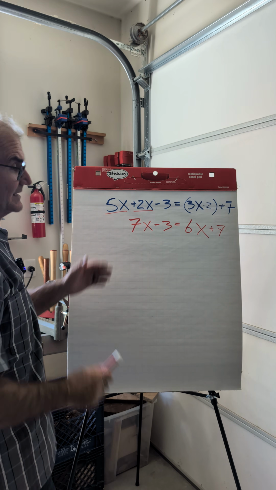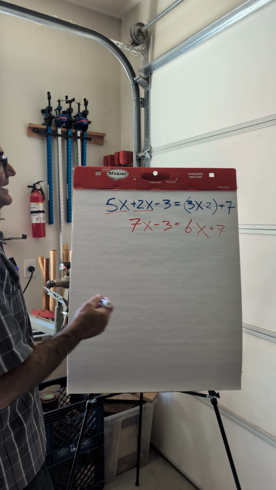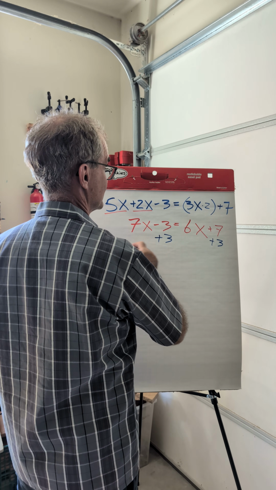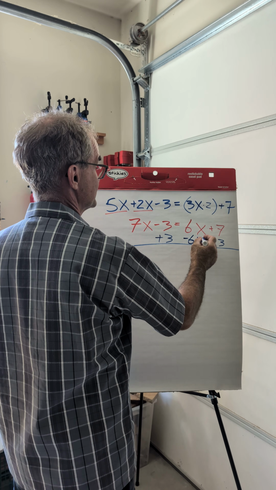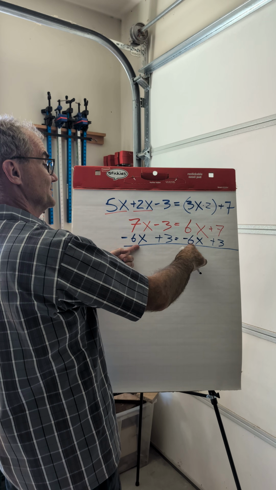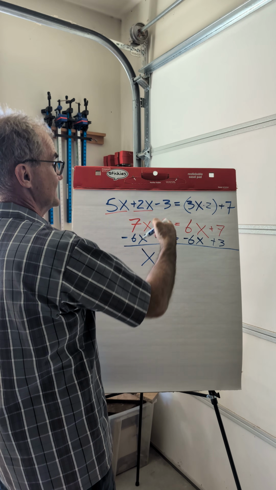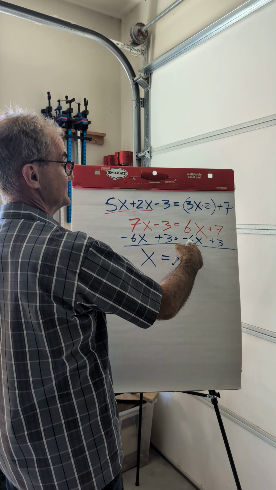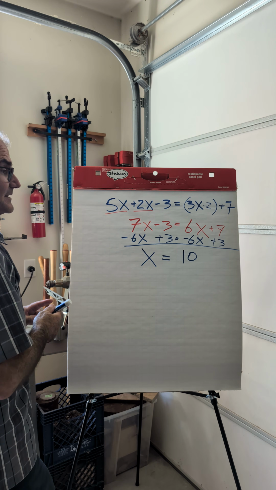Now I have all this. I can't do anything else. So now what I'm going to do, this one worked out to be pretty easy. I want to add 3 to both sides. And I'm going to do a couple steps in one here, and I'm going to subtract 6x from both sides at the same time. Do whatever I want, as long as I do it to both sides of that equation. 7x minus 6x is 1x. Negative 3 plus 3 is 0. 6x minus 6x is 0. 7 and 3 is 10. X is equal to 10. Here's my answer.